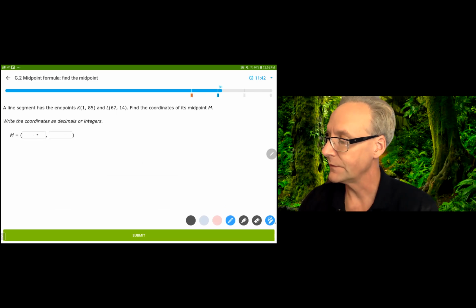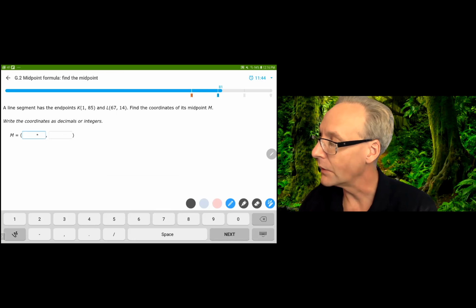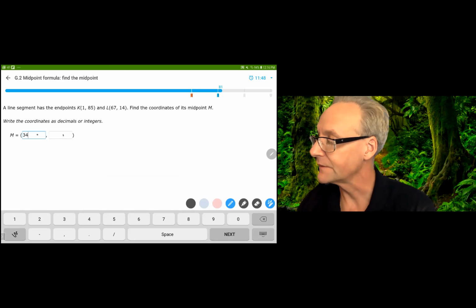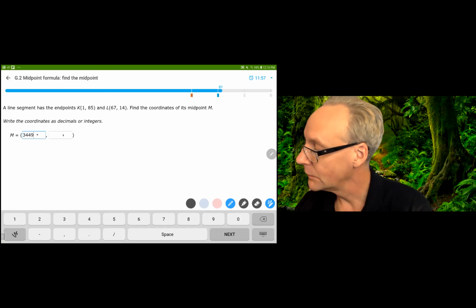Now this one's going to be 33.5. No, it's not. It's going to be 34, sorry, because I get 68 when I add the x's together. When I add the y's together, I get 99, which is 49.5.